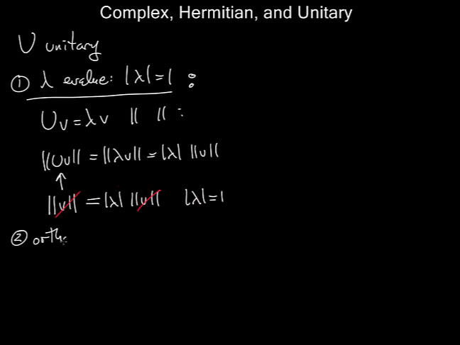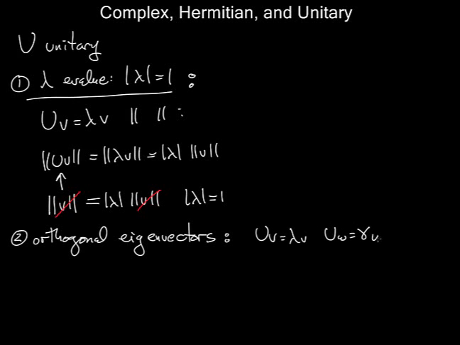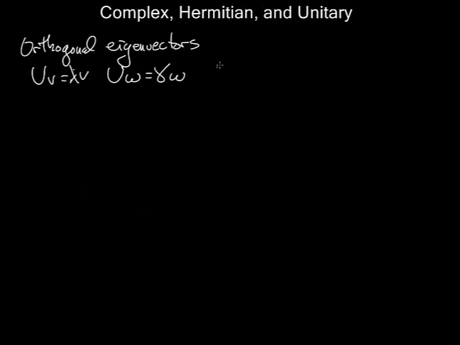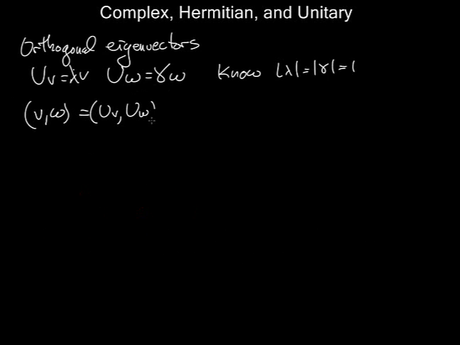Let's look at this orthogonal eigenvector property. Why is it that a unitary matrix satisfies this? Well, suppose you have two eigenvectors with eigenvalues lambda and gamma. And from the previous part, we know that they both have absolute value 1. Well, let's write down the unitary condition that says that the inner product of v and w is equal to that of Uv and Uw. And let's see what this tells us. Well, that says that v bar transpose w is (Uv) bar transpose Uw.